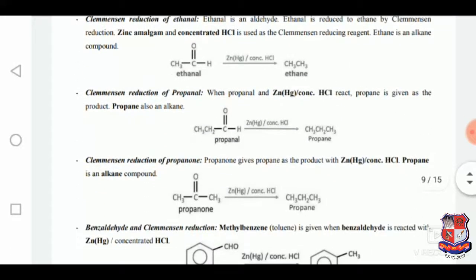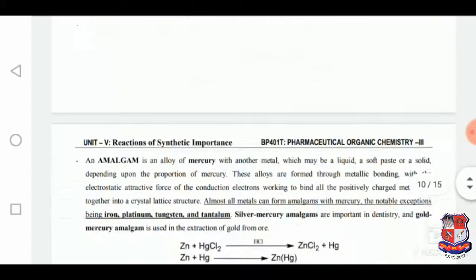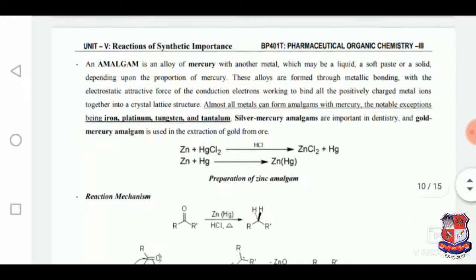These are several examples in which Clemmensen reduction takes place. An amalgam is an alloy of mercury with another metal, which may be liquid, a soft paste, or a solid, depending upon the proportion of mercury. These alloys are formed through metallic bonding, with the electrostatic attractive force of conduction electrons working to bind all the positively charged metal ions together into a crystal lattice structure.